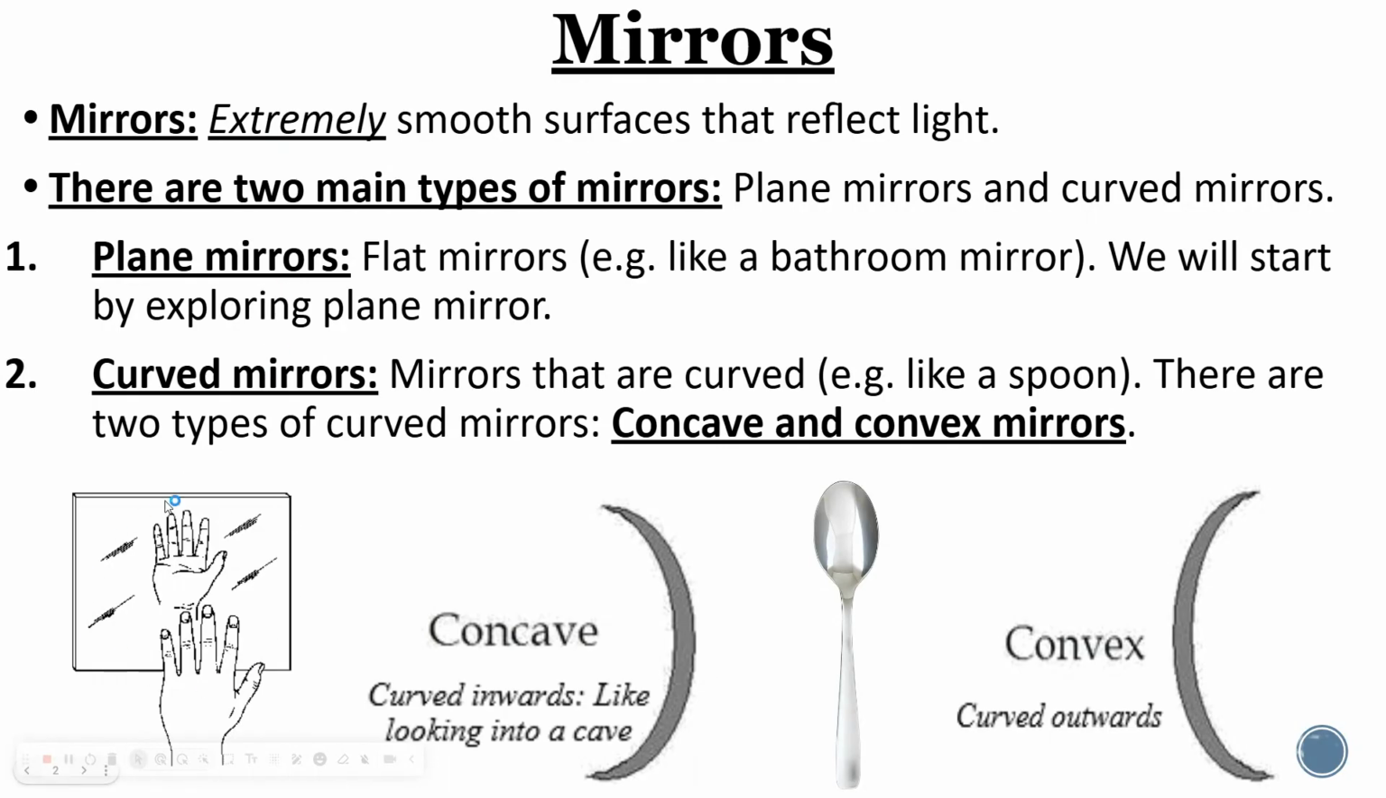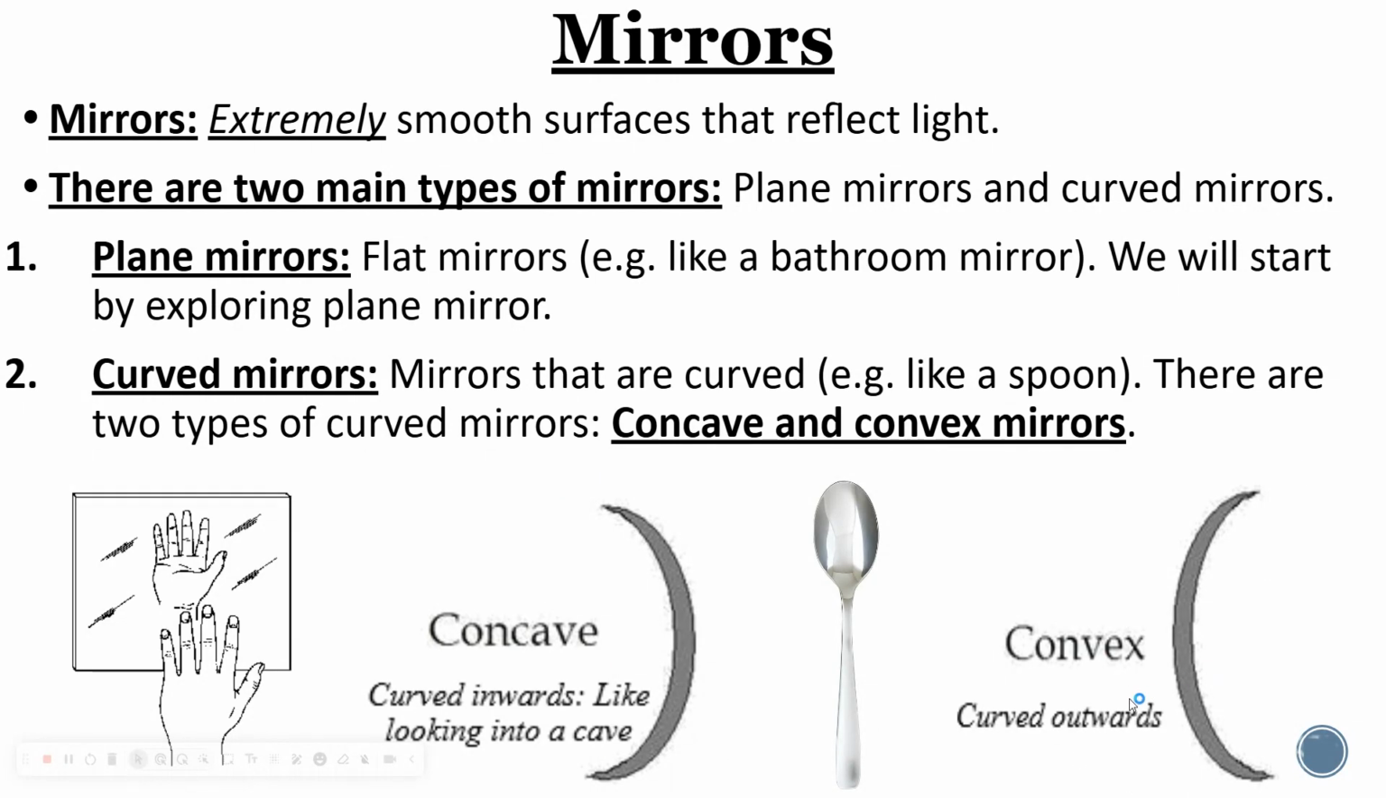The plane mirrors are the flat mirrors that you often have in your washroom. And then the curved mirrors are mirrors that curve either inwards or outwards. And so they can be either concave, like looking into a cave, or convex, which curves outwards. And so the first bit of optics is going to be about studying how plane mirrors form images, meaning how do you see things in plane mirrors, but also how concave and convex mirrors form images.